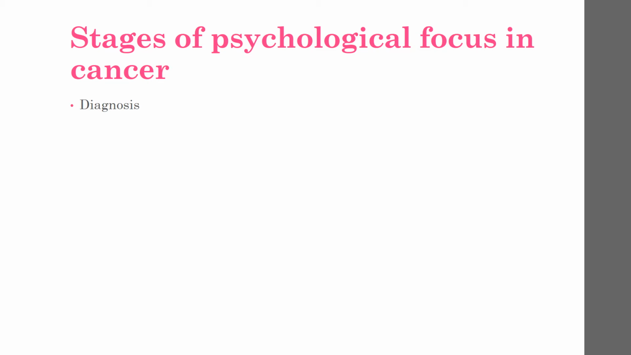So just like there are stages of cancer, there are also stages of psychological focus in cancer. The first being the phase of diagnosis. There are questions like genetic counseling, is it required? Breaking bad news, timing and waiting for the results to make sure that this person has cancer. Seeking out help once one discovers that they have cancer. What kind of decision making will they take around the treatment of cancer?